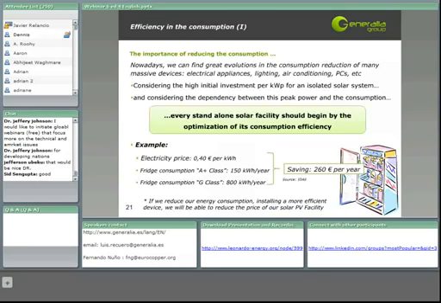Here you have an example of how we can save 260 euros per year just by changing the fridge, just by getting a new fridge. The very old fridge used to consume 800 kilowatt hours per year on average, and nowadays a new fridge can consume 150 kilowatt hours per year. This means a saving of 260 euros per year.